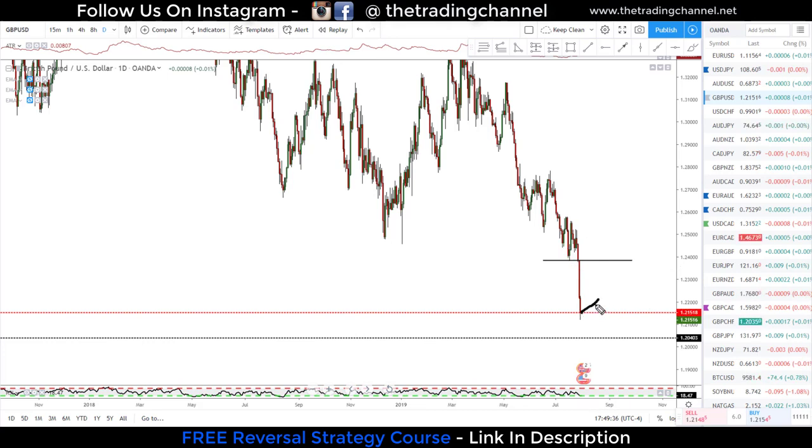Also, if we get any kind of pullback here, during that pullback I'm going to be looking for shorting opportunities, because I think this market's going to make it down to 1.2040 before we see any type of reversal out of the pound. And because of that, if this market does make it all the way down to 1.2040 without giving any kind of pullback, that's an area I'll look for possible counter trend bounces out of the pound dollar.